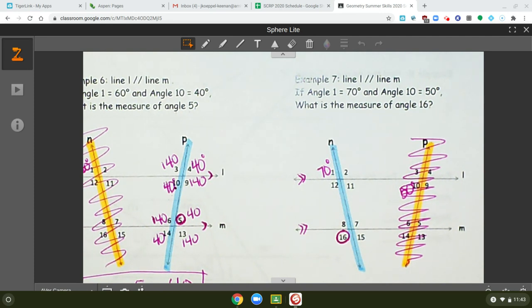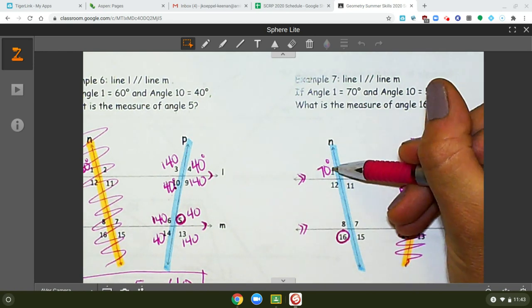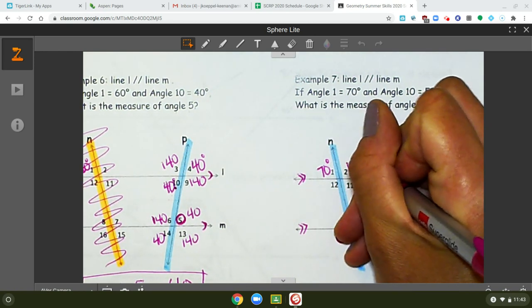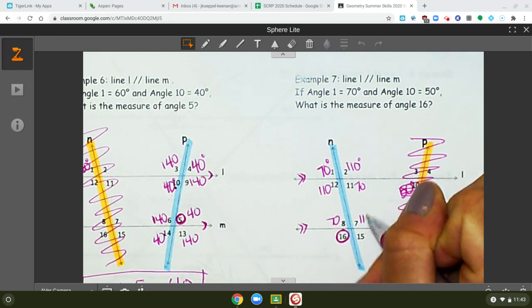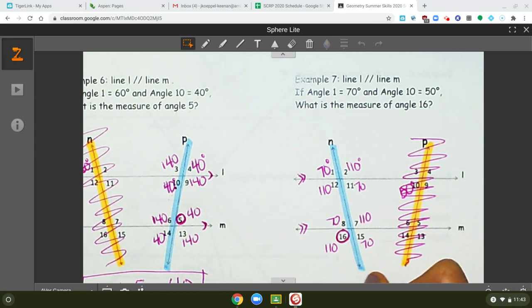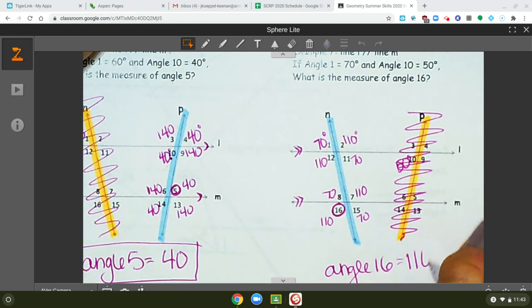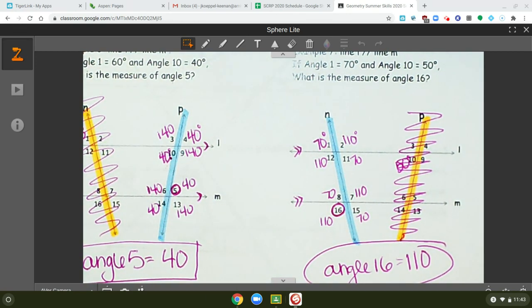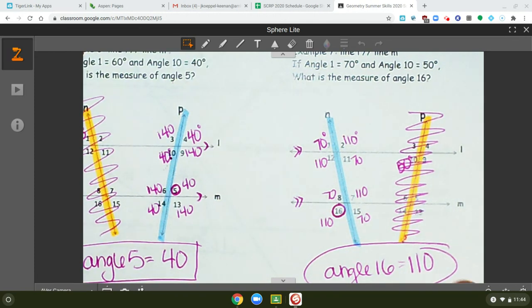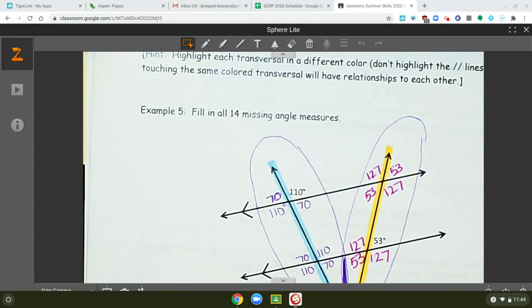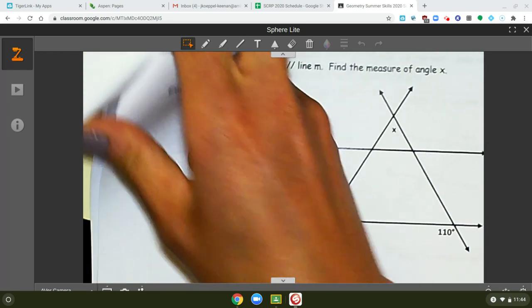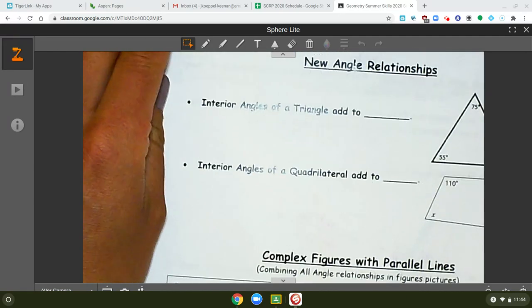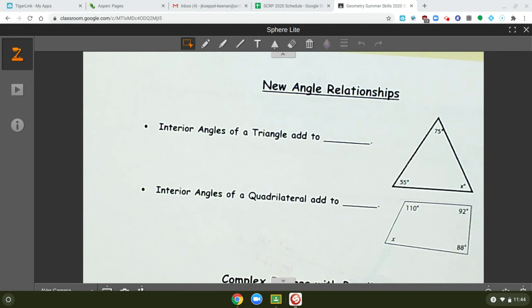All right, let's take a look. How did you do? Let's see. So if we have 70, let's fill in all the angles. Then we have 110, 110, and 70. Slide them down. 70, 110, 110, and 70. Did you get angle 16 equal to 110 degrees? If you did, you have got it. All right, so we're going to take this one step further. Now that we understand how to do the double transversal, we are now going to combine our double transversal with a few more new angle relationships.